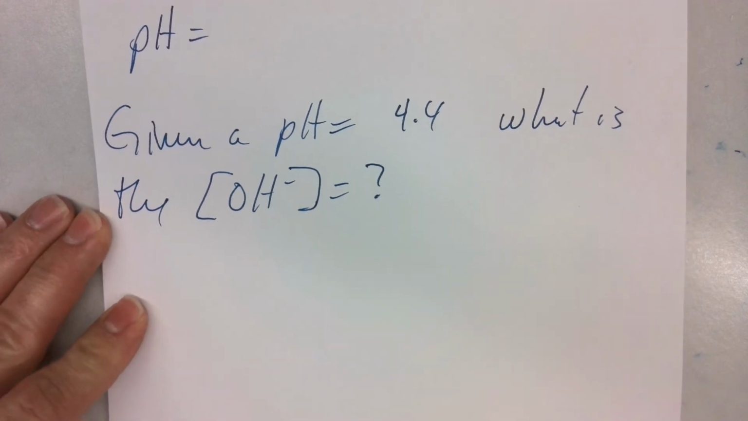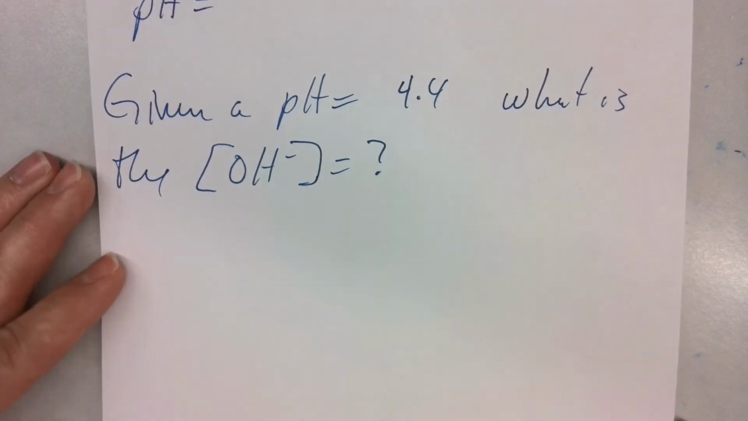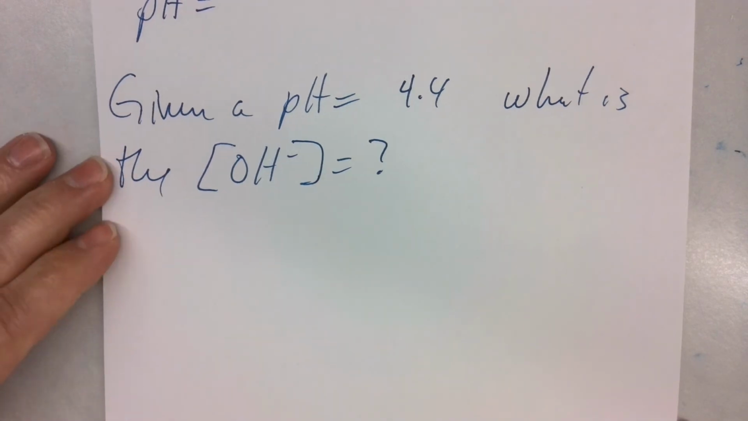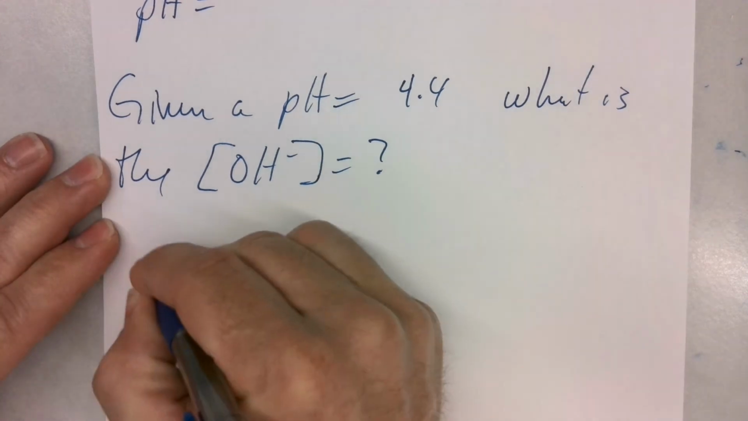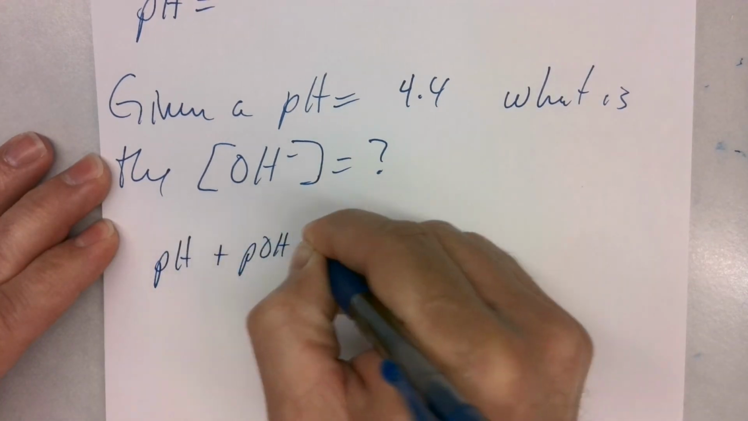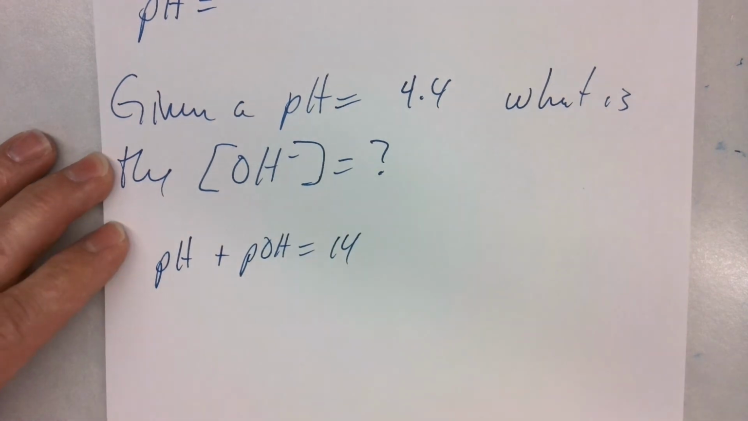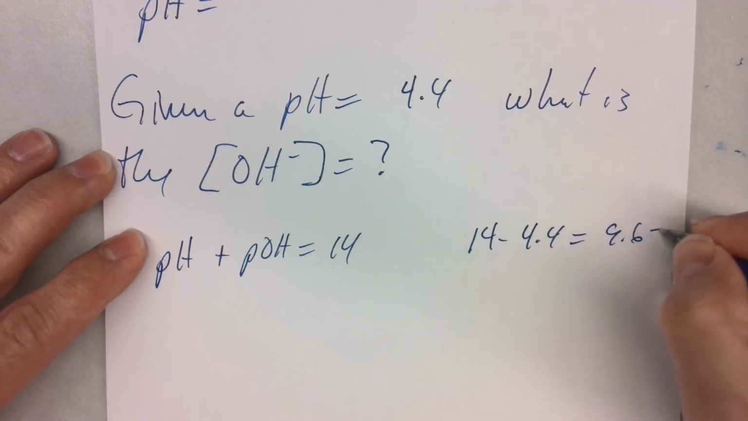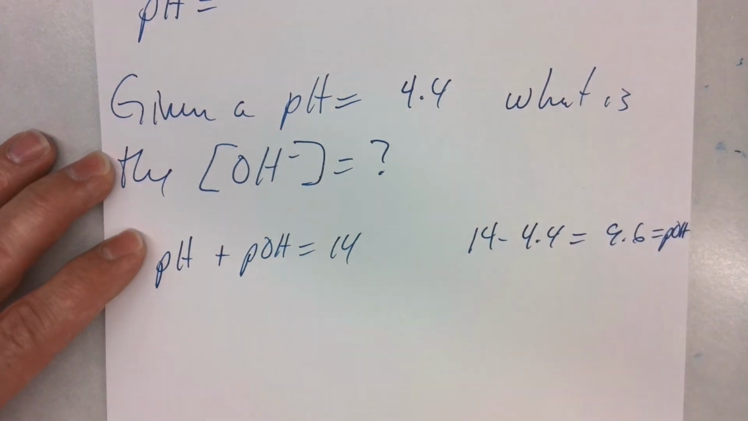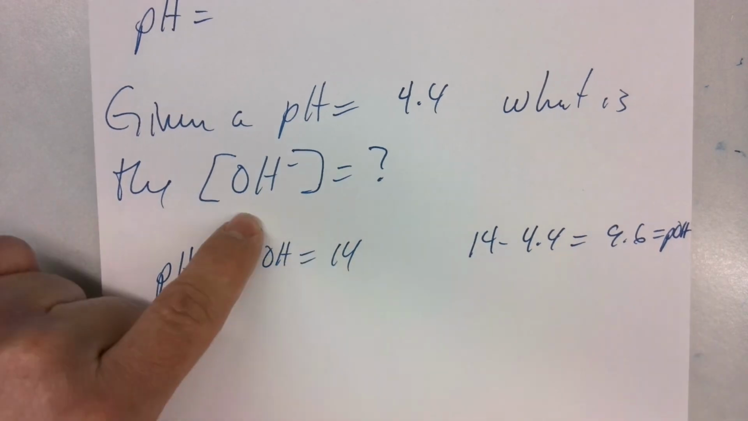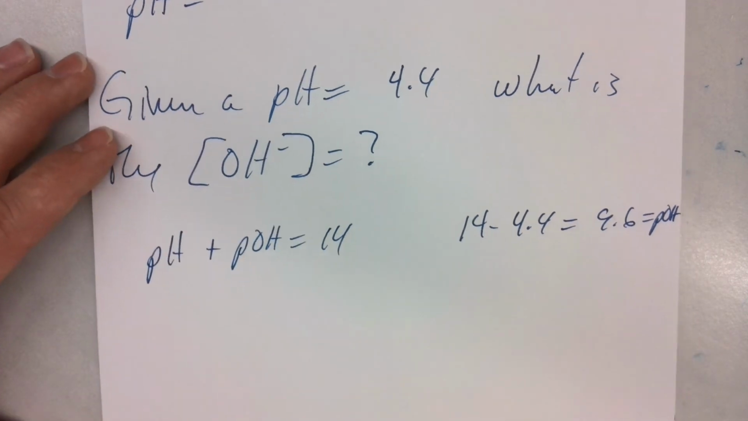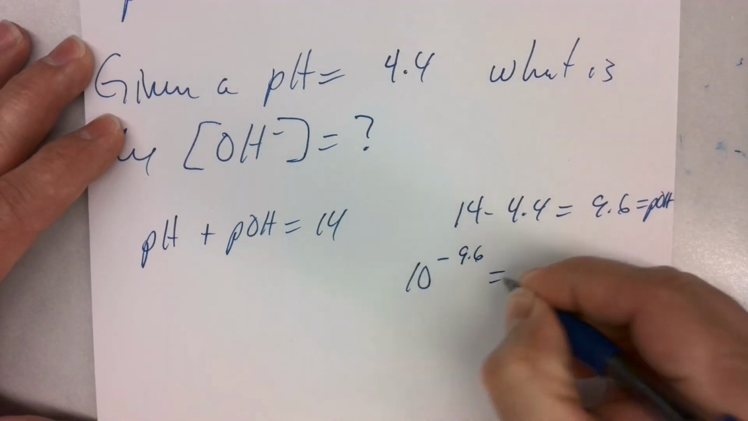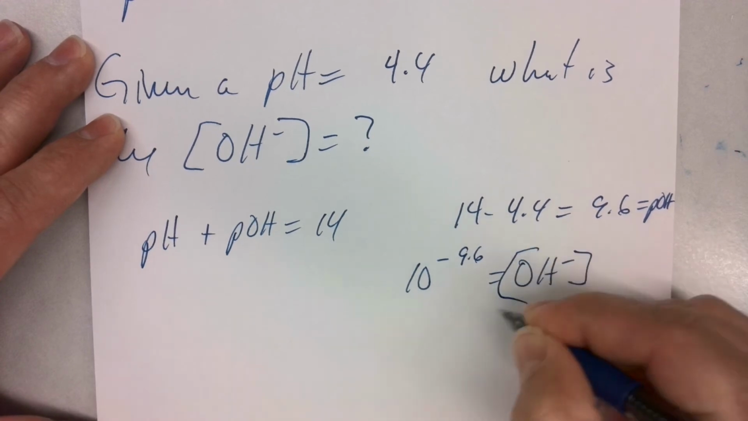So, who can remember how to do these? pH plus pOH equals 14. pH plus pOH equals 14, okay? So you do 14 minus 4.4. 14 minus 4.4 gives me 9.6, and that is my pOH, right? Yep. And how do I go from pOH to OH negative? Is that where you do 10 to the negative 9.6? So 10 to the negative 9.6 is going to be equal to my OH negative. Is he right?